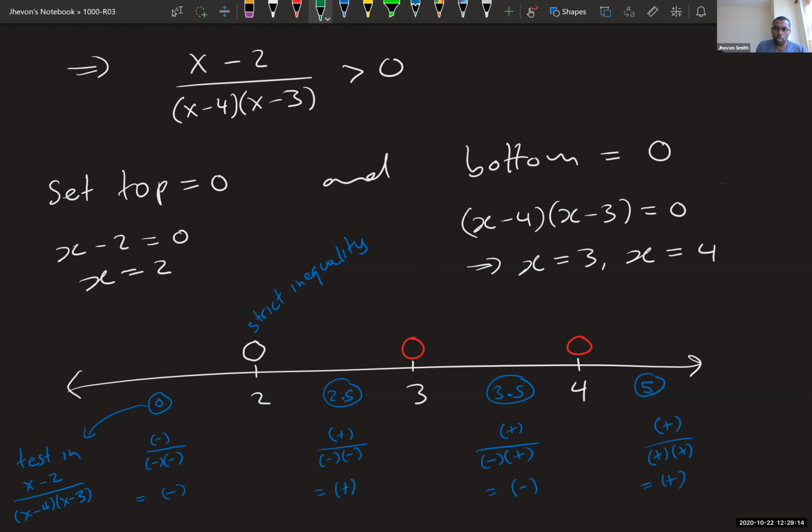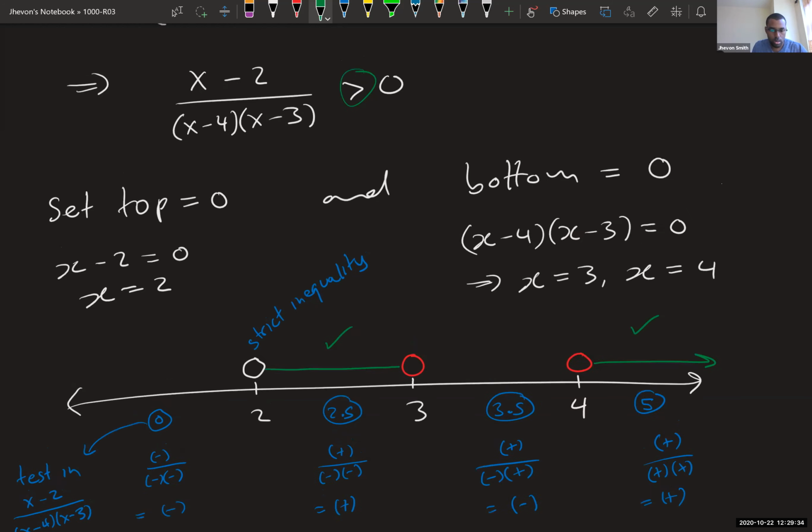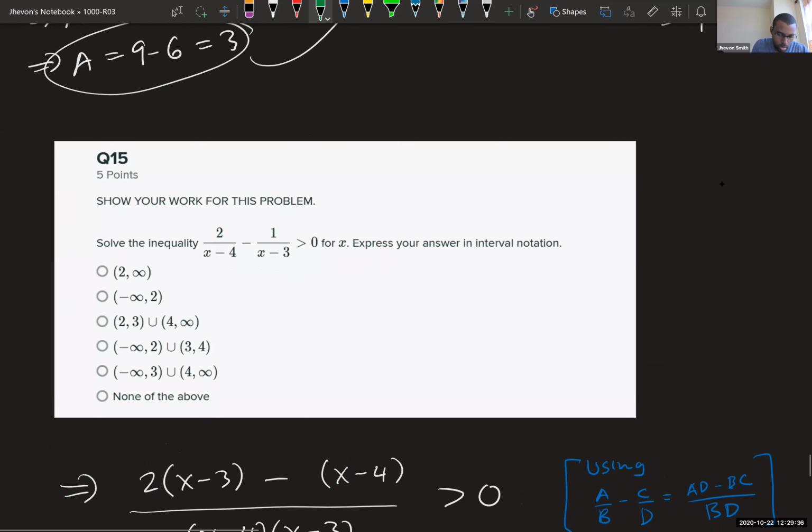So I know I want to be greater than 0. So we want the positives. So that's here works and here works. So this is a solution and that is a solution. So between 2 and 3 and then bigger than 4. And that's that.